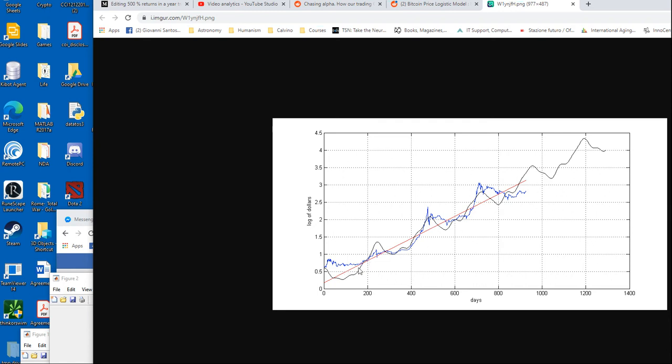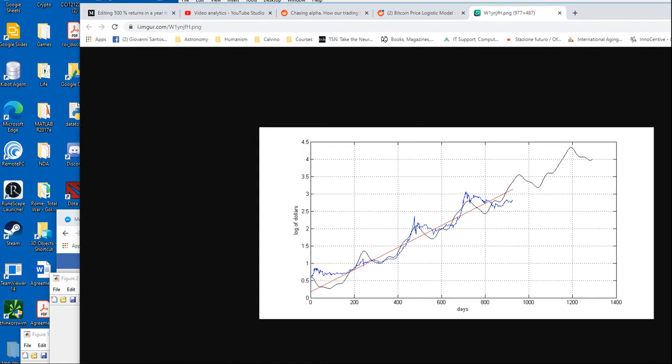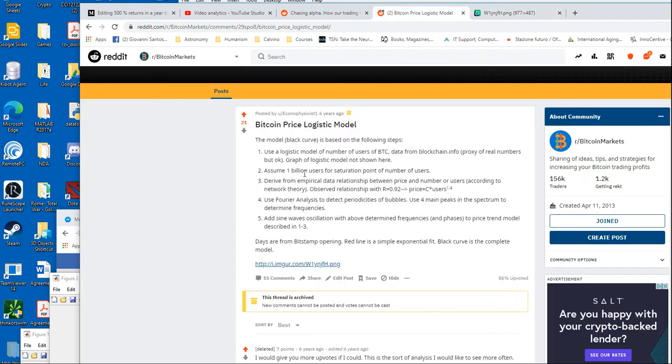So if you look here, for example, I was trying to fit it with a straight line on a log graph. The model was not a simple exponential model. It was actually more complicated. Basically, I explained it here in the post. I was trying to find some kind of relationship between the number of users, that could be modeled by looking at the number of wallets, which is kind of a proxy for the real number of users, and then using a logistic model. The logistic model kind of looks like an S.